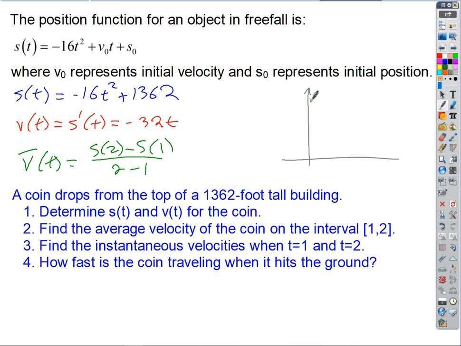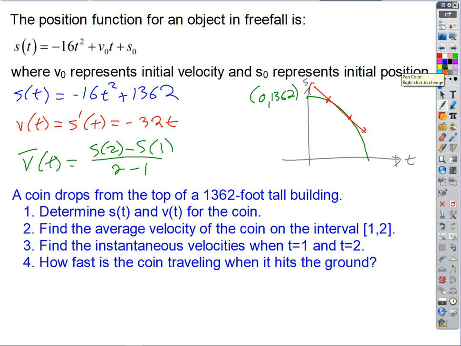If I'm graphing, and it's really good to think about this stuff in terms of graphs, with position on the vertical axis and time on the horizontal axis, it's just going to look like this, right? Just a downward-sloping parabola, with my initial point at 0, 1362. And if I'm going between 1 and 2 seconds, I'm just finding the slope of that secant line connecting those two points. And what's that give me?